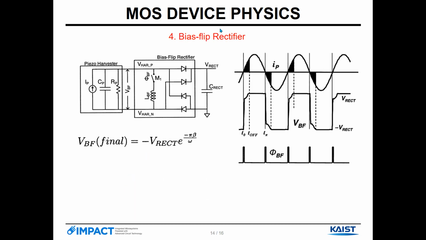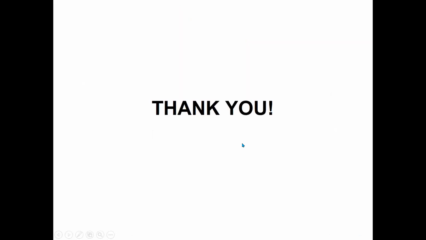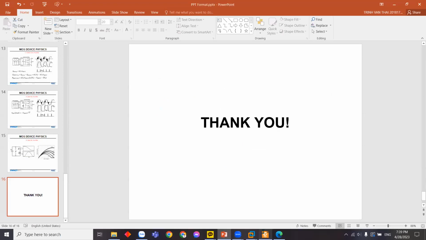And finally, the bias-flip rectifier. We have more inductors compared to the past rectifiers. Because we use an inductor, it can flip the voltage. When we discharge CP, it takes many cycles, so if we have an inductor, it can provide more current to CP and charge it fast. So it loses less energy. That's the overview of my research.